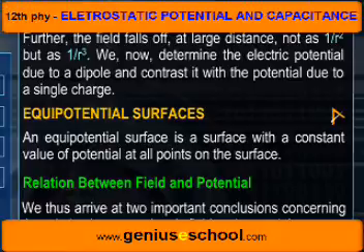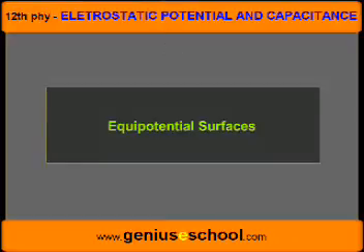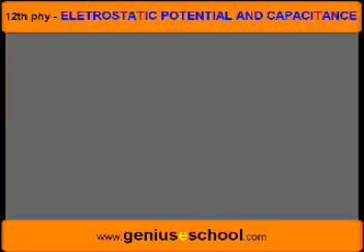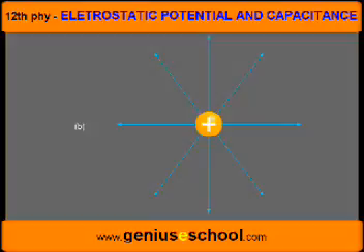Equipotential surfaces. An equipotential surface is a surface with a constant value of potential at all points on the surface. Here, q is the single charge. Animation A represents the single charge q. The equipotential surfaces are spherical surfaces centered at the charge. In animation B, the electric field lines are radial, starting from the charge if q is greater than 0.